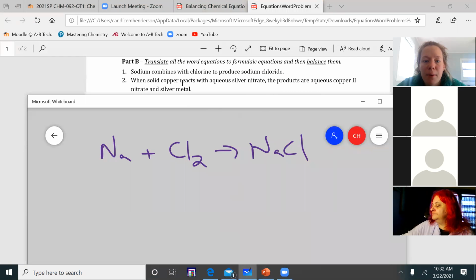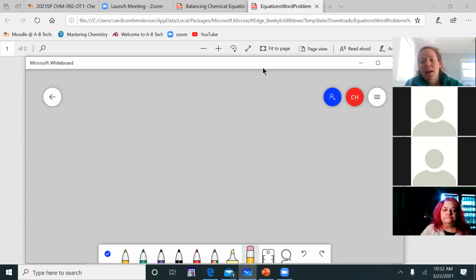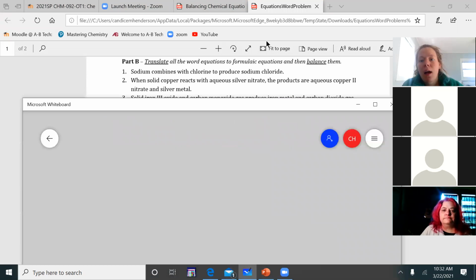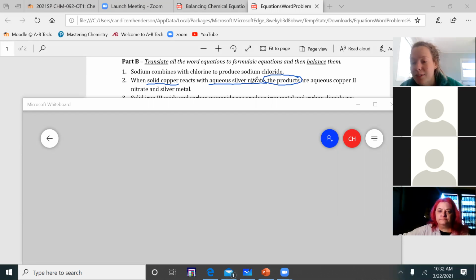When solid copper reacts with aqueous silver nitrate, the products are aqueous copper 2 nitrate and silver metal. Okay, so we've got to do our nomenclature. First thing I'm going to do is just underline some of the stuff. I have a solid copper reacts with aqueous silver nitrate. I'm going to circle the to produce. You can use whatever. I just like to circle because it keeps the reactants and the products separated. You can do it however you want. Aqueous copper 2 nitrate and silver metal.